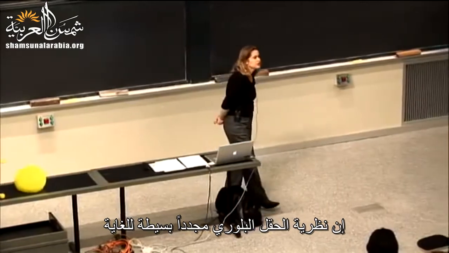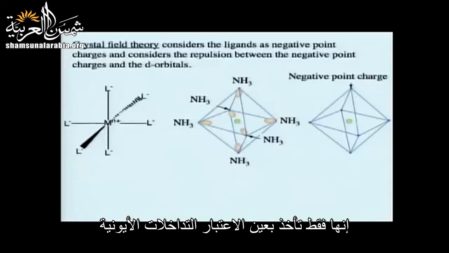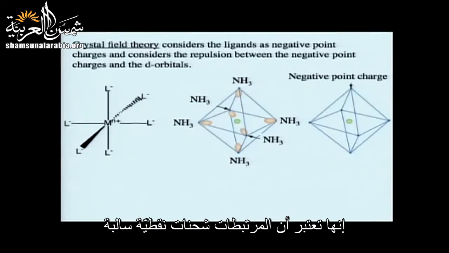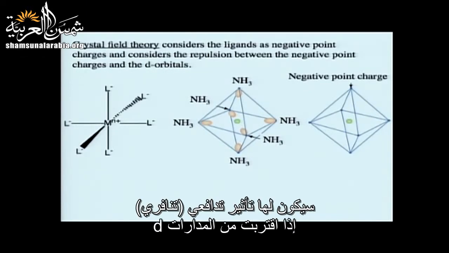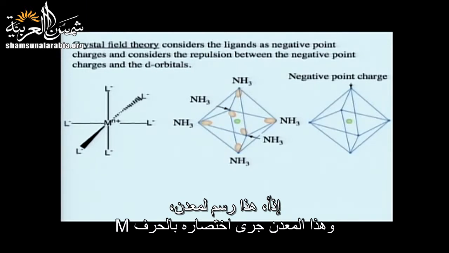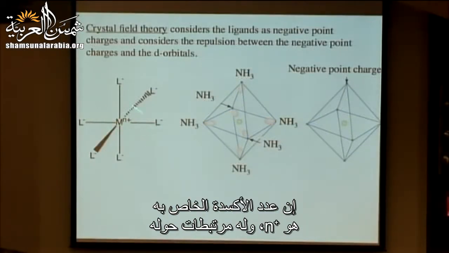So crystal field theory, again, very simple, is just considering the ionic interactions. It considers the ligands as negative point charges. And so the basic idea is that ligands, which are negative point charges, are going to have repulsive effects if they get close to the d orbitals. So here is a drawing of a metal, abbreviated M. Its oxidation number is N plus here. And it has ligands all around it.